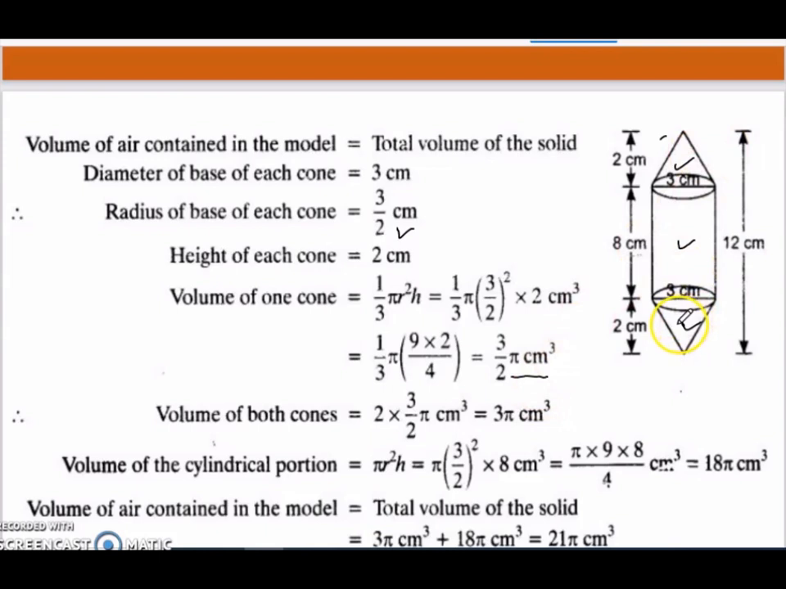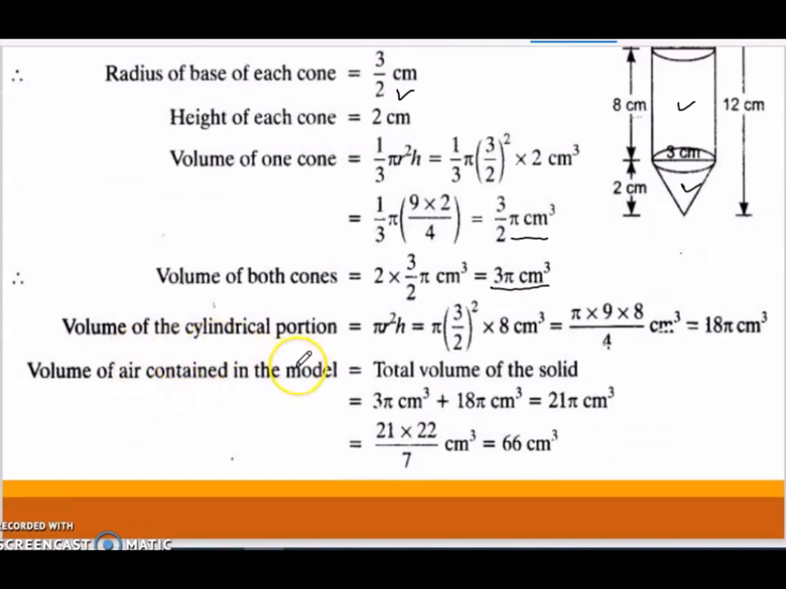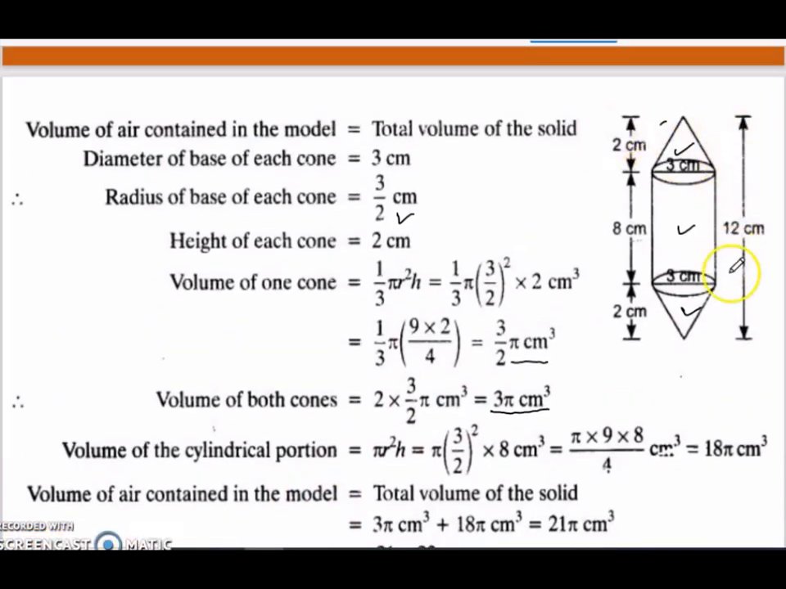There are two cones, so you have to multiply this volume with 2 to get volume of both the cones. So that is 2 into 3 by 2 pi, which is 3 pi centimeter cube. This is volume of both the cones together. Next you will evaluate volume of the cylindrical part. Now for the cylindrical part, you have to find the height of the cylinder separately. 12 is given as height of this entire solid. 2 centimeter is this height till here, that is of this conical part, and another 2 centimeter of the second cone. So only for the cylindrical part, if you see, it will be 8 centimeter.